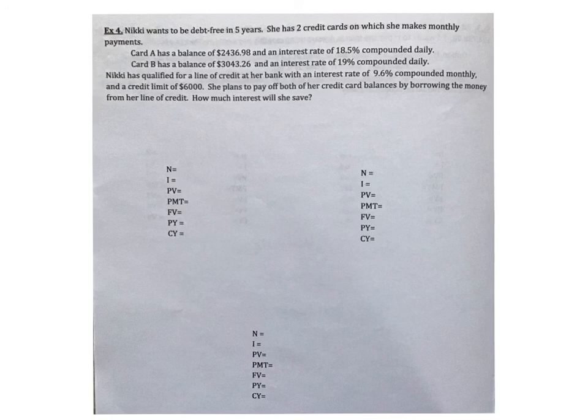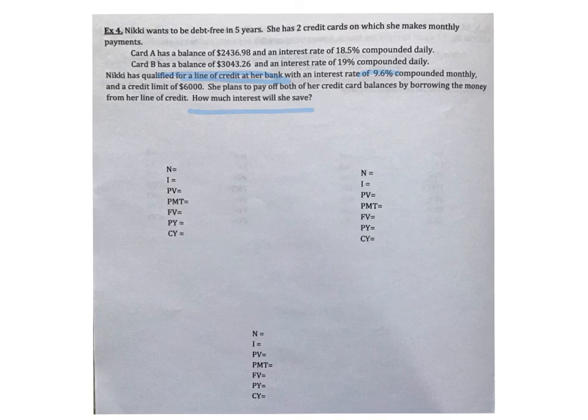So for Nikki, instead of using the loans on the credit cards, she can take those credit card loans and pay them off with a line of credit from her bank instead, which would be an option I would definitely encourage looking at. That line of credit has about half as much of an interest rate, and she's got a $6,000 credit. So she plans to pay off both her credit card balances by borrowing money from the line of credit. How much interest is she going to save in total?